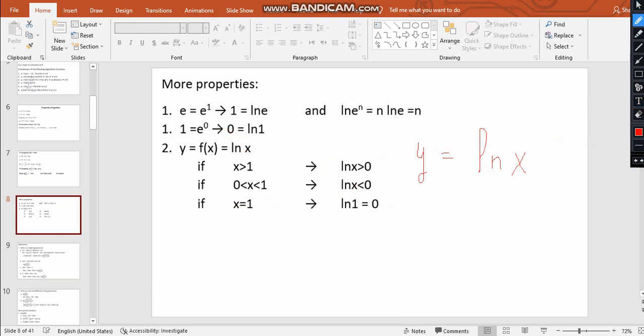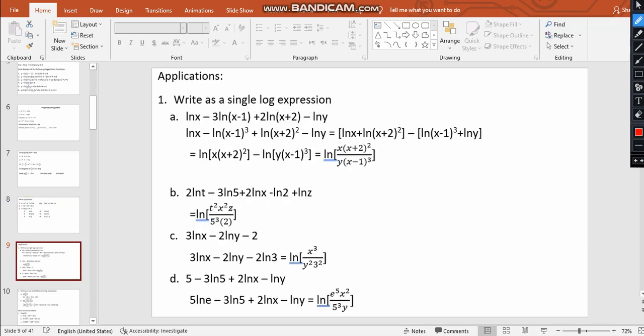So as a summary, x is always bigger than 0. This is the domain. If x is bigger than 1, y is bigger than 0. If x is between 0 and 1, ln x is less than 0. And if x is 1, ln 1 is 0.